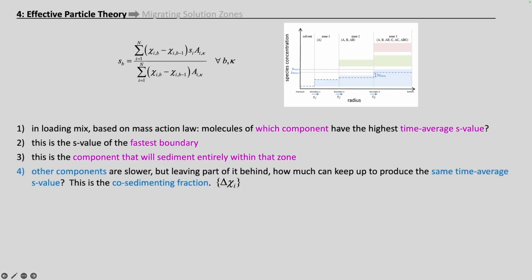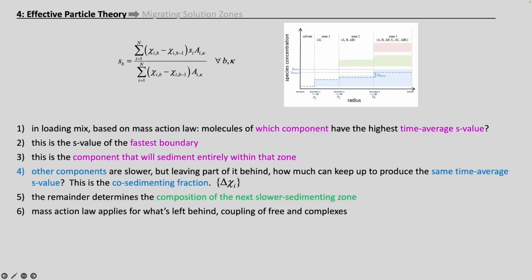The other components are slower in their time average, but we can subdivide those components and leave out some free species of that component such that the time average of the rest matches the S-value of the faster zone. What we need to match the time average S-value is the co-sedimenting fraction, and the rest is left behind and will constitute the next slower zone. And we'll do that subdivision for all components. And that will give us the composition of the slower zone. We can start over, use mass action law to calculate all species and all time average component S-values, and iteratively proceed until we have just a single component left, which then migrates with the S-value of that free species.